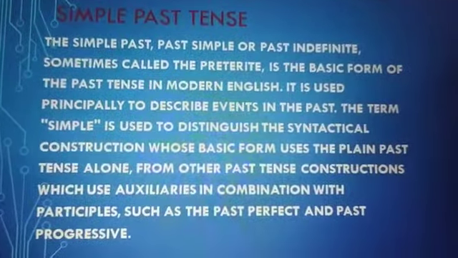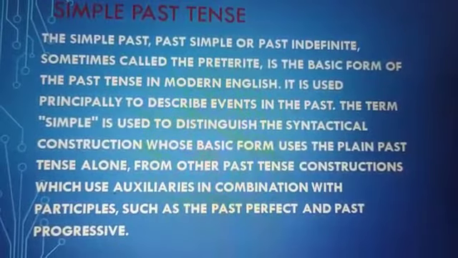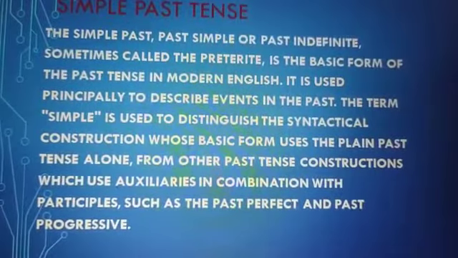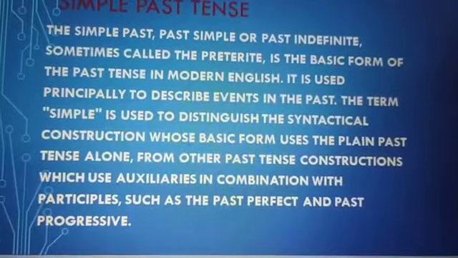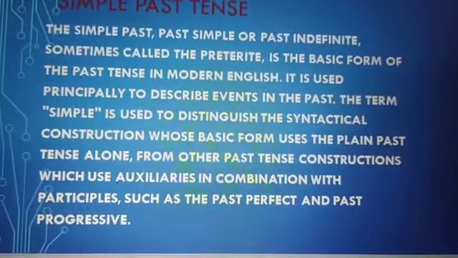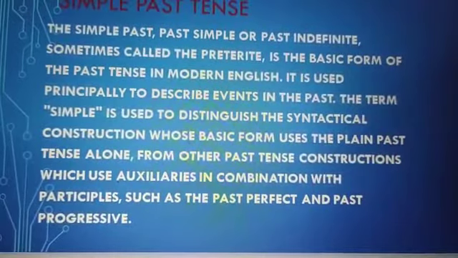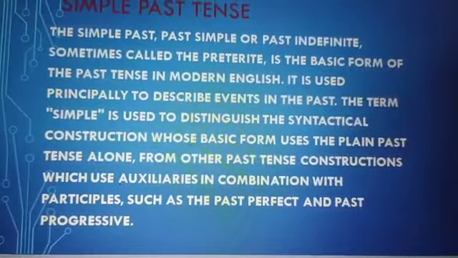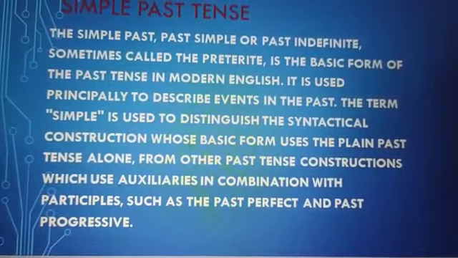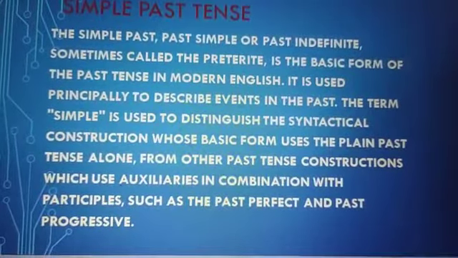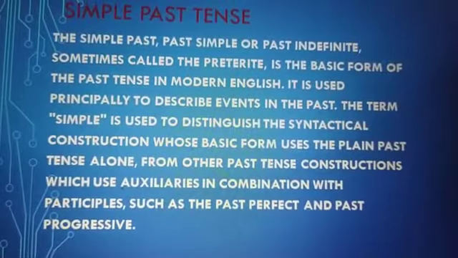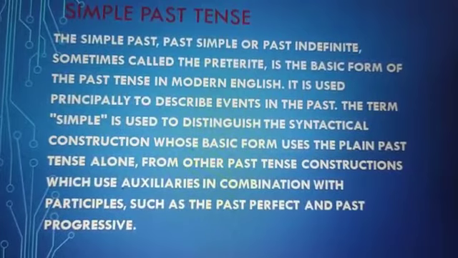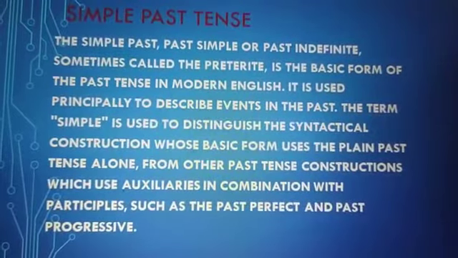The simple past, or past indefinite, sometimes called the preterite, is the basic form of the past tense in modern English. It is used principally to describe events in the past. The term simple is used to distinguish the syntactical constructions whose basic form uses the plain past tense alone from other past tense constructions which use auxiliaries in combination with participles, such as the past perfect and past progressive.